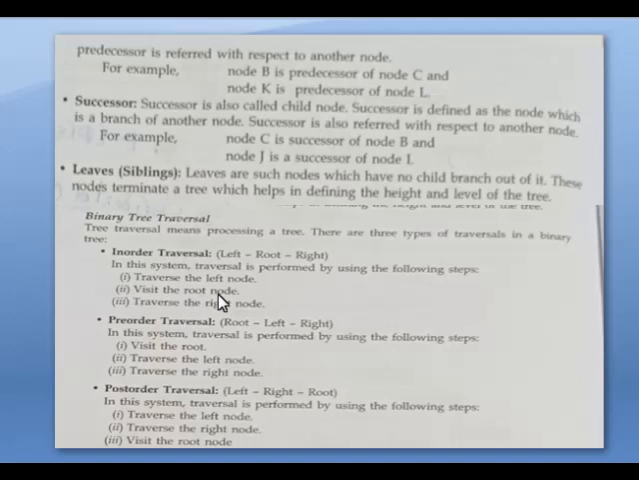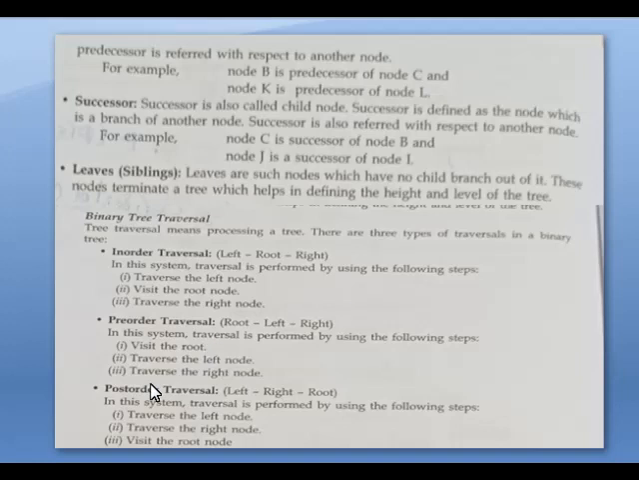Then pre-order traversal means root, left, right. In this system, first visit the root, then traverse the left node and traverse the right node. Third one is post-order traversal. That is, first traverse the left node, then the right node, then the root. So for writing the traversal of trees, you have to learn these rules. In-order traversal means left, root, right. Pre-order traversal means root, left, right. Post-order traversal means left, right, root.